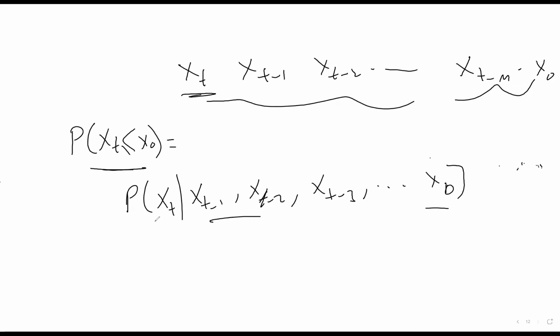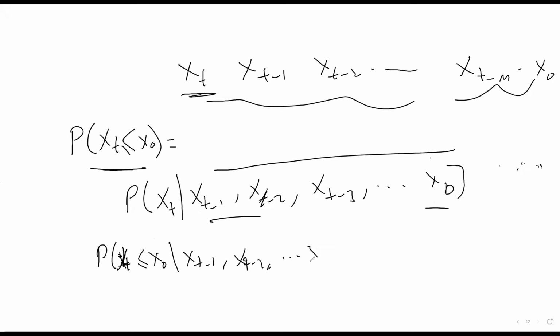To solve this one, you take averaging over all these values, okay? But if the probability of x t less than or equal to x0, given x t minus 1, x t minus 2 up to x0, is equal to the probability of x t less than or equal to x0 given x t minus 1 only, what does it mean? It means that only the last time step in this random process will affect x of t. This special case is called Markovian process.